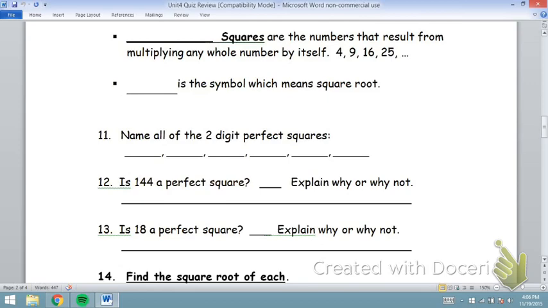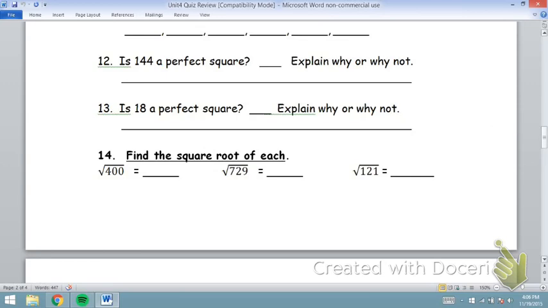Alright, and so the last questions on here, you were just finding the square root of each number, and each of these was indeed a perfect square. So square root of 400, just plug it into the calculator, 400, square root button, and you'd find the square root of 400 is 20. And to check it, you do 20 times 20, and you get 400. Okay, next one, square root of 729, go and type in 729 in the calculator, push the square root button, and you get an answer of 27.